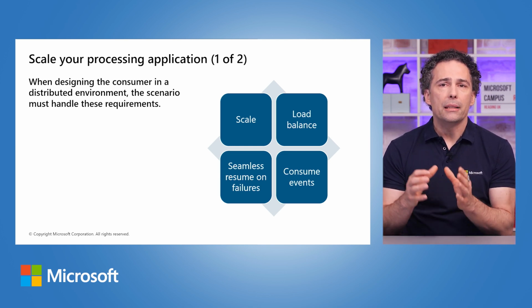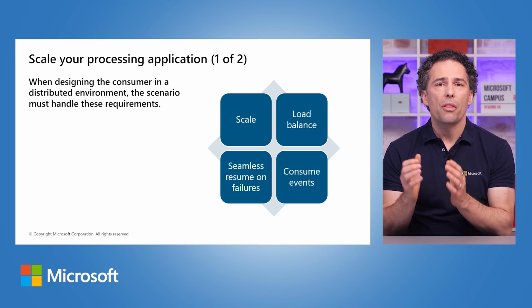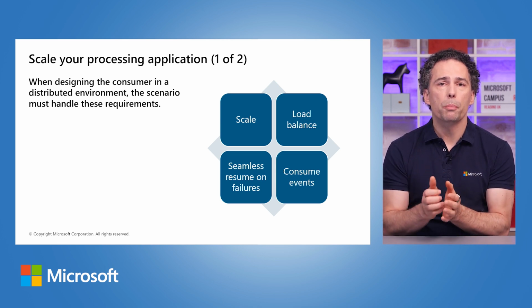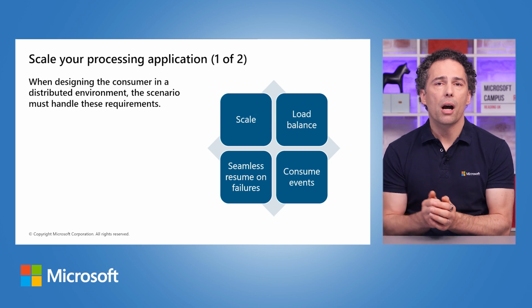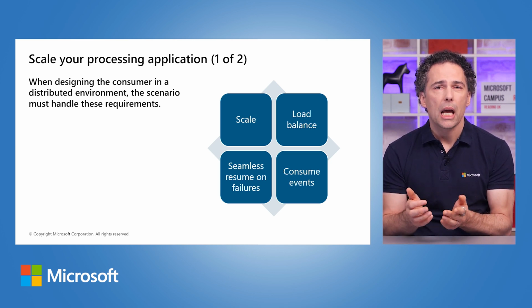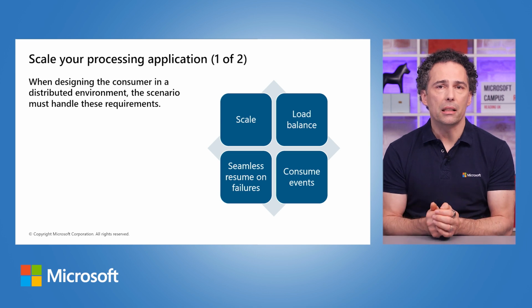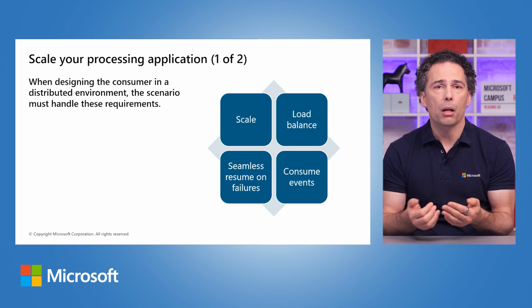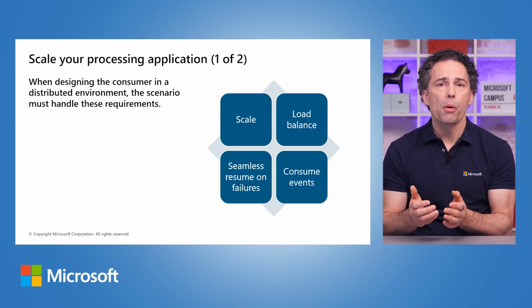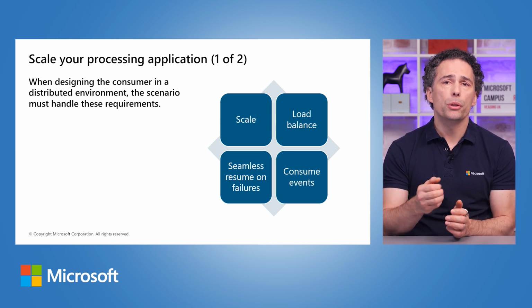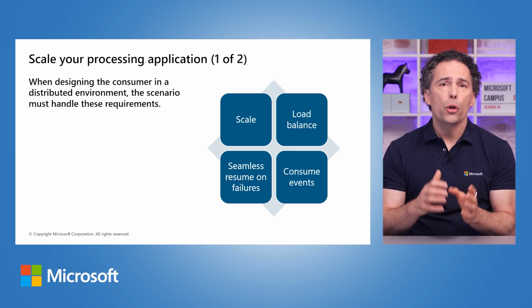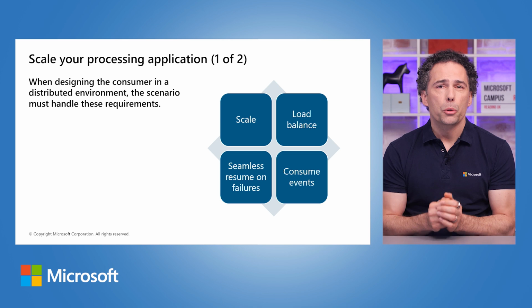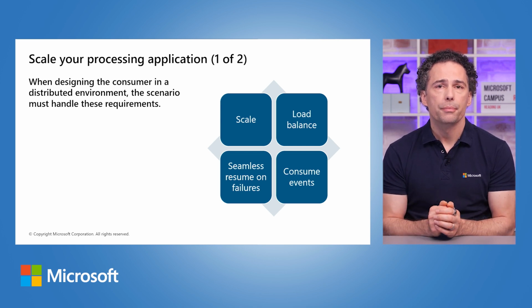The consumer in a distributed environment needs to handle these requirements. Scale: have multiple consumers, each one responsible for reading from some Event Hubs partitions. Load balance: adjust the number of consumers as needed. For example, when more events are coming from a new sensor type, for example, a carbon monoxide detector in each home, the operator, a human, can add more consumers. Then the group of consumers can redistribute the partitions they read from to share the load with the new consumers.